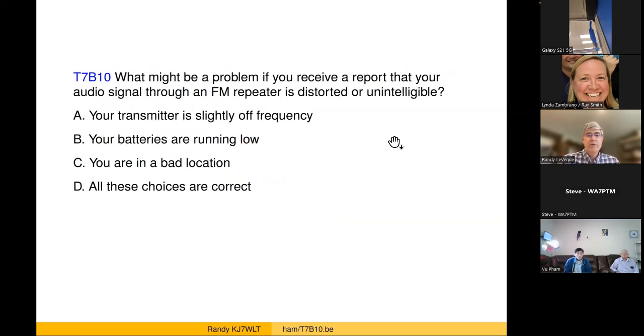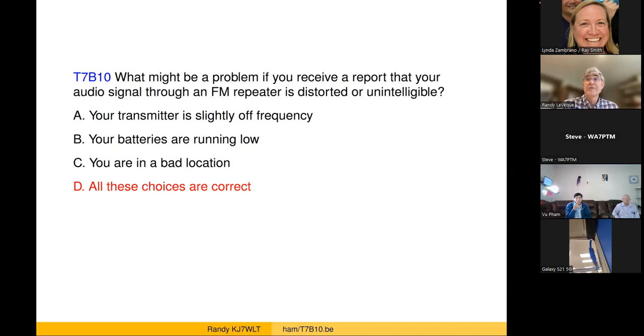What might the problem be if you receive a report that your audio signal through an FM repeater is distorted or unintelligible? So if somebody else on the repeater says, I'm having a really hard time understanding your signal, what could the problem be of these? Your transmitter is slightly off frequency, or your batteries are running low, or you're in a bad location? Well, it could be any of those, right? All of those are possible reasons why your radio signal isn't reaching the repeater very well.